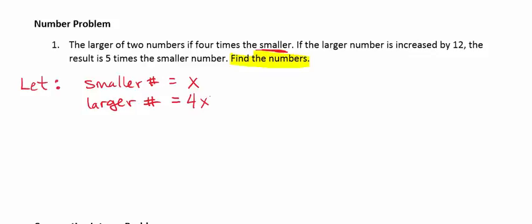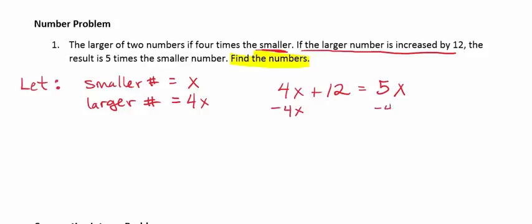All right. Now it says if the larger number, looking at the second sentence, is increased by 12, so we have the larger number, add 12 to it, the result is 5 times the smaller number. Well, the smaller number is x, so it's 5 times x. And let's just solve for x. So if we subtract 4x from both sides, we should come up with 12 equals 1x, or x equals 12.